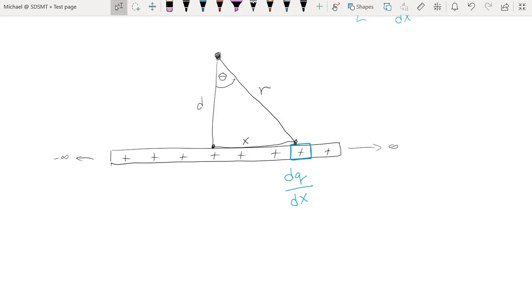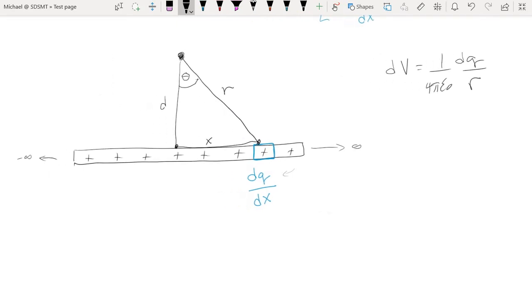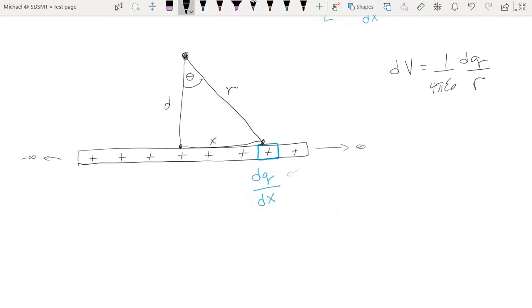The major difference is that instead of solving for electric field, we are now solving for electric potential. For an individual point charge, the electric potential produced by an individual charge is 1 over 4 pi epsilon times Q over R. Now we are using an infinitesimal amount of charge, which means that we will produce an infinitesimal amount of the total potential up at our point.